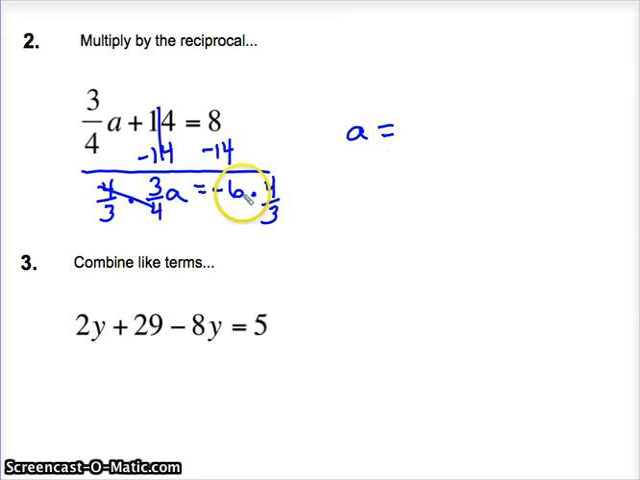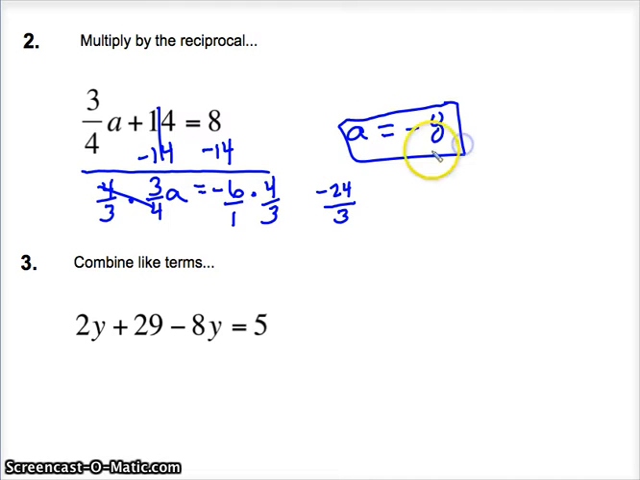And on the other side, remember when I multiply fractions, I multiply straight across. Negative 6 times 4 is negative 24. 1 times 3 is 3. So negative 24 divided by 3 is negative 8. Don't mind that, that's just the bell.